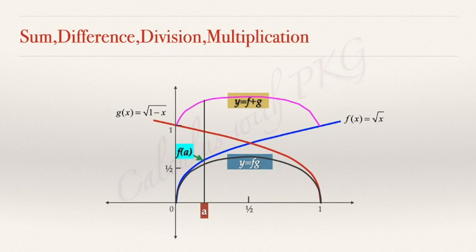Then similarly we will find the value g of A, which is the y coordinate of the second function square root of 1 minus x. Now what is g of A? G of A is the intersecting point of the red color line and the line which is drawn vertically from the point A. Now we have to just add these two values f of A and g of A to get f plus g of A. Similarly, to obtain the product of the graph of the function, we have to multiply the value f of A and g of A to get fg of A.